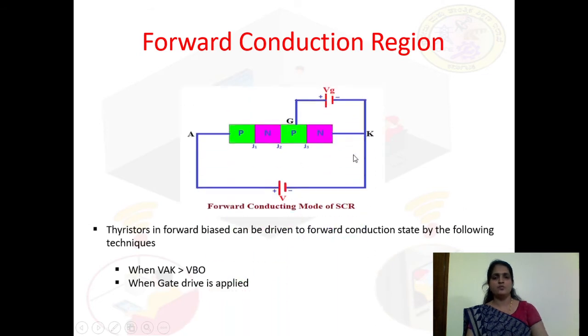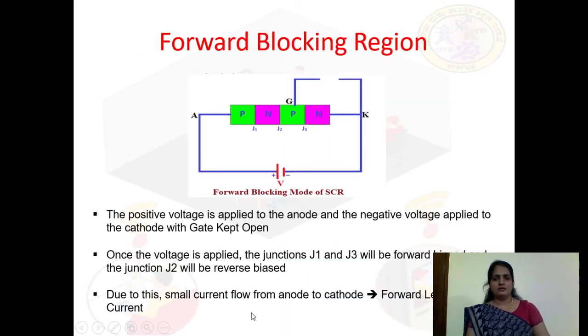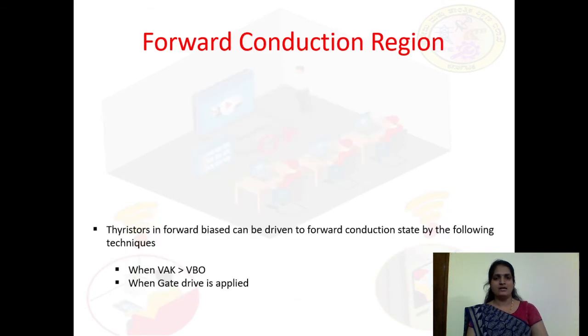A small current will flow from anode to cathode. Such current is referred to as the forward leakage current.